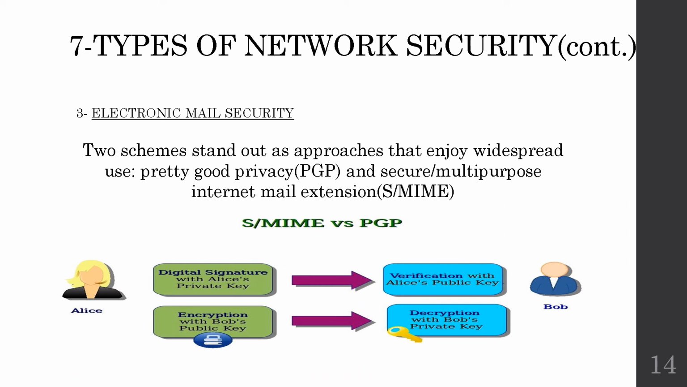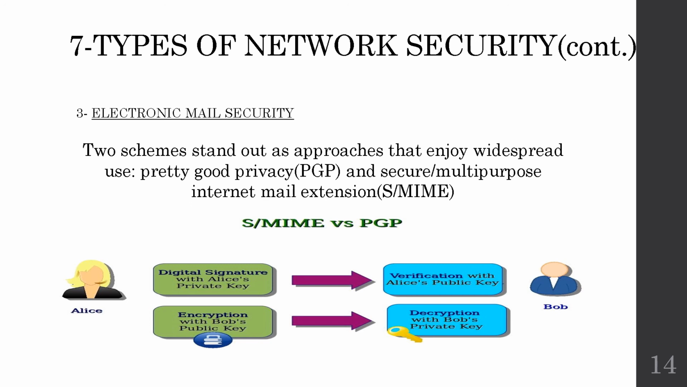Third, there is electronic mail security. Email is vulnerable to both active and passive attacks. The protection of email from unauthorized access and inspection is known as electronic privacy. With the explosively growing reliance on email, there grows a demand for authentication and confidentiality services. Two schemes stand out as approaches that enjoy widespread use: Pretty Good Privacy, or PGP, and Secure Multipurpose Internet Mail Extension, S/MIME. First, PGP.